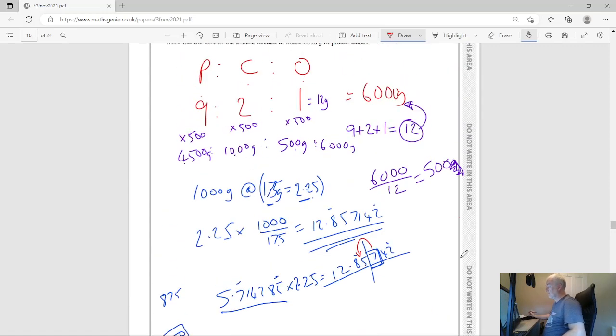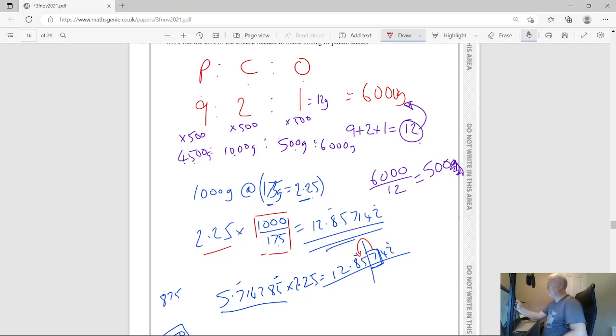There will be 1 mark to round the value you've got up there, 1 mark to calculate how much cheese you want, and then a mark for 1,000 divided by 175 and times it by 2.25. So if you need to go back and have a check through that one again, there's quite a lot of working that's gone into that one.